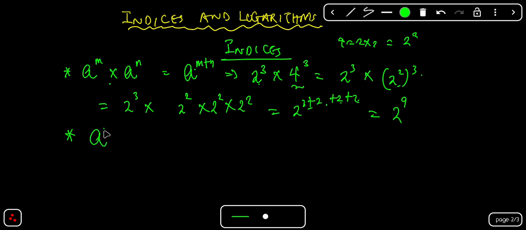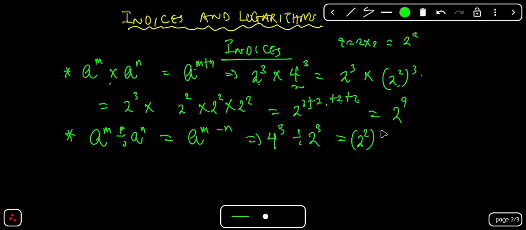All right, so we have the division law. That is, if we have a raised to the power of m divided by a raised to the power of n, so that will give us a raised to the power of m minus n. Okay, now let's say we have this example. We have 4 raised to the power of 3 divided by 2 raised to the power of 3. You can do it this way: 4 can be written in terms of 2, which is 2 raised to the power of 2, then we say this is raised to the power of 3, then divided by 2 raised to the power of 3.